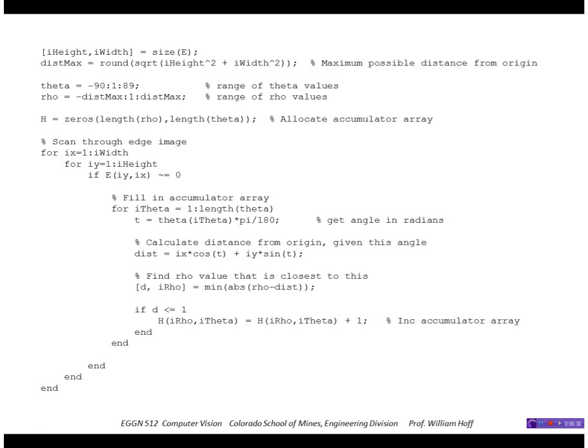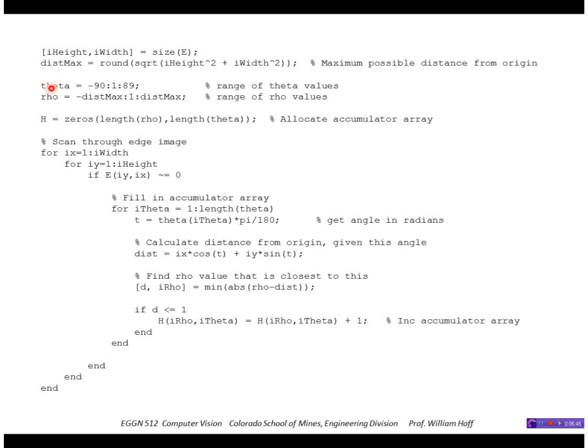So let's run this code here. I'll go through this MATLAB code. So we start with an edge image E. This is a binary image. Compute the maximum distance, which is the diagonal distance.